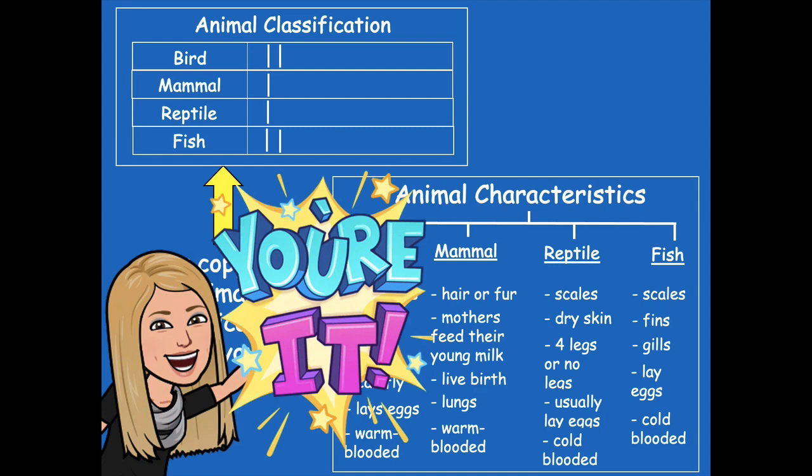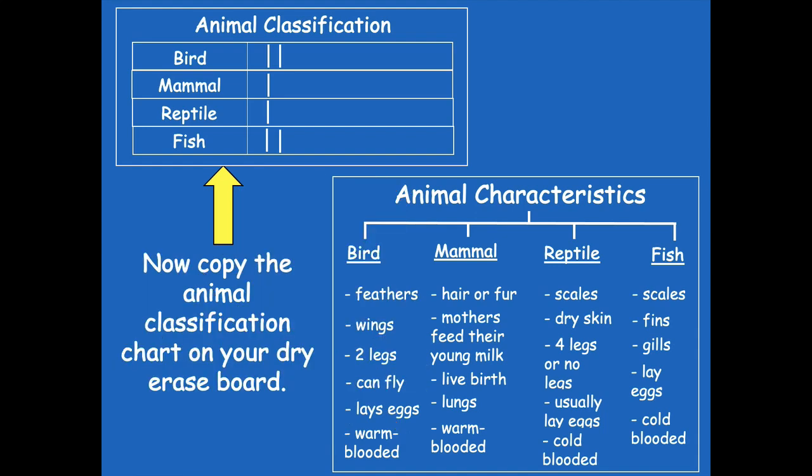Okay, so pause the video, copy just the animal classification chart in the top. You don't have to do the animal characteristics. So pause the video, copy that table, and then click play when you're ready for the next step. All right, friends, pause if you need more time.